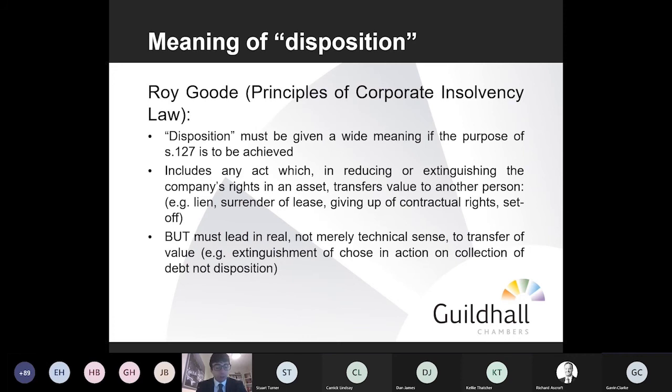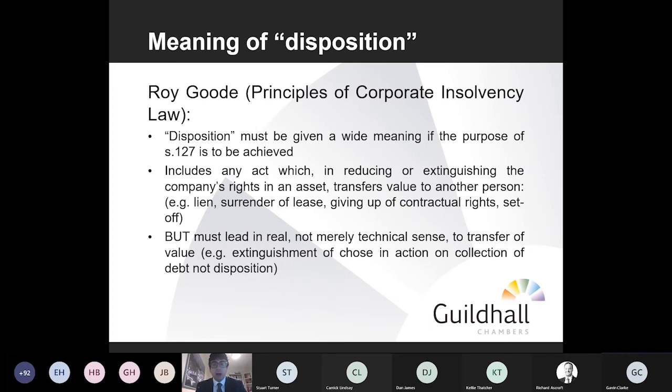And some examples we can see of a disposition that would fall within that definition is the grant of a lien, because essentially that encumbers the company's assets and the lien holder obtains a benefit to the same extent. The surrender by the company of a lease of which it's the landlord. By giving up that lease, it's given up the right to receive rent, and correspondingly the tenant has been discharged of any liability to make future payments. So no physical transfer of an asset, but clearly a transfer of value. The giving up of contractual rights, which I'll come on to look at in a minute, and the application of set-off.